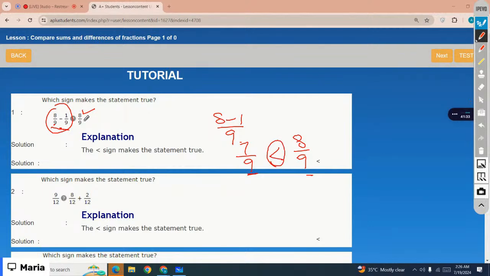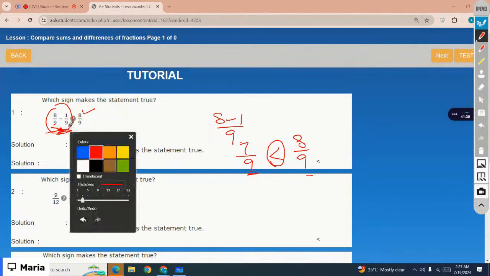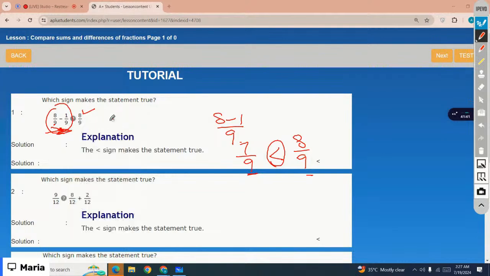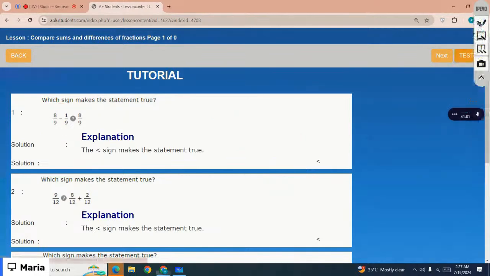So basically, you have to solve the side where you are given an operation to perform. Then you have to compare if they are greater or less. Okay, let's start with the test questions.